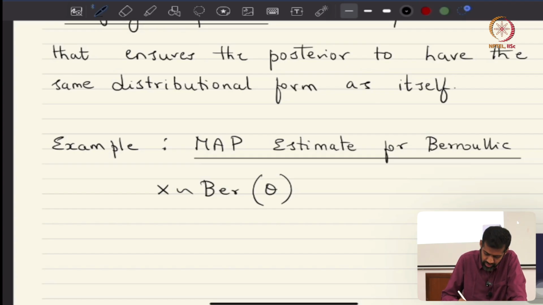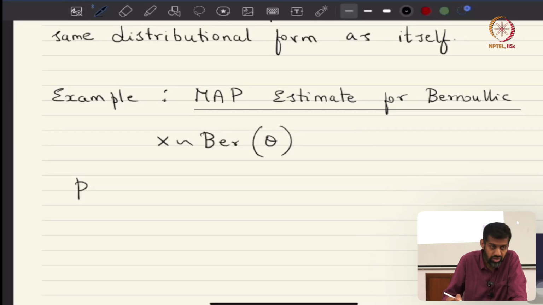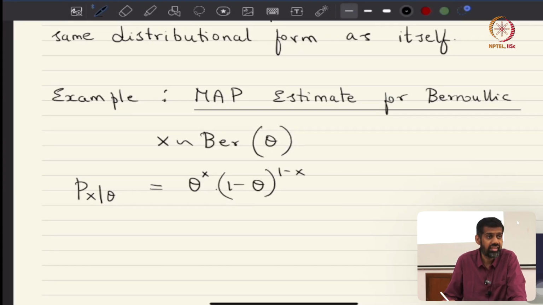First we have to construct the likelihood conditioned on the parameters. It is equal to theta to the power x times (1 minus theta) to the power (1 minus x). This is the distribution of a Bernoulli random variable. All of you with me? Now, what is p of theta? This is what we need to choose now. We have to choose the prior.